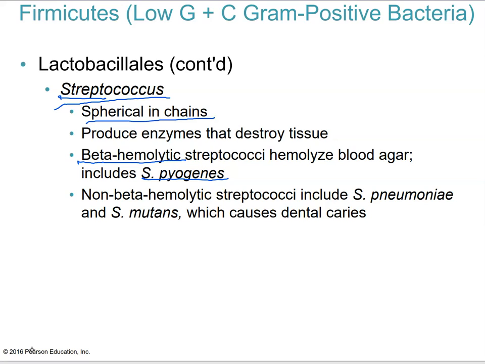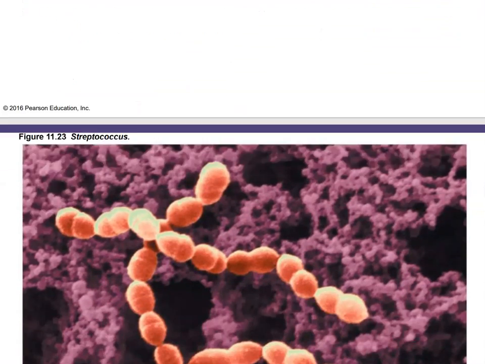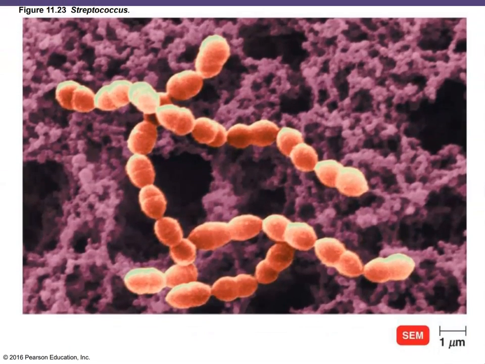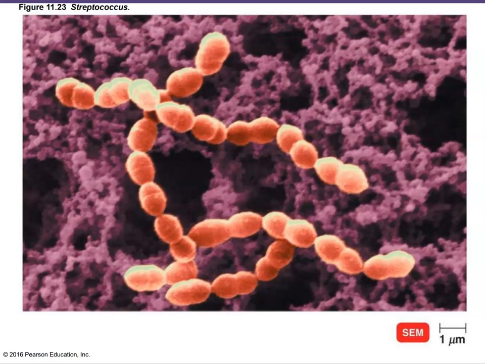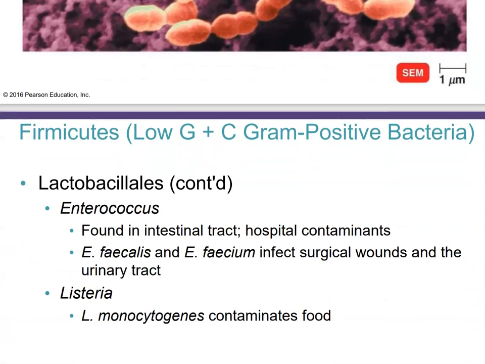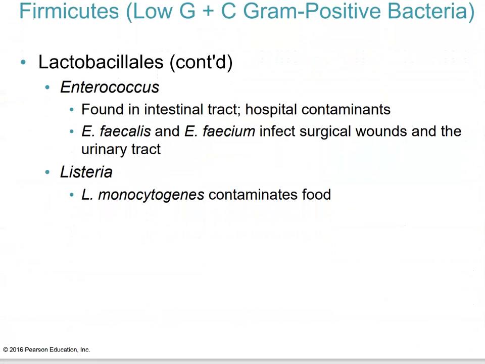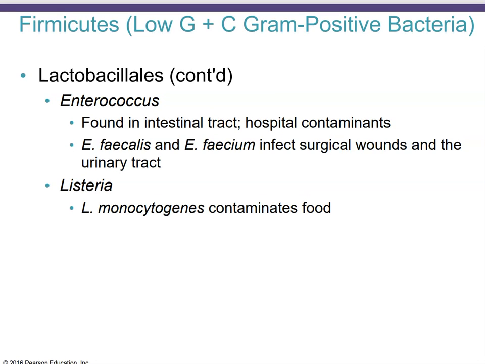There are also some non-beta hemolytic streptococci, for example, Streptococcus pneumoniae, which is a pathogen that we will be talking about, and Streptococcus mutans. That one apparently causes dental caries, but we do not have this one on a pathogen group, but you will have it in your mouth pretty commonly. So here's Streptococcus. Nice picture here of these chains of spherical bacteria. So Streptococcus, and here more continuation of lactobacillus.